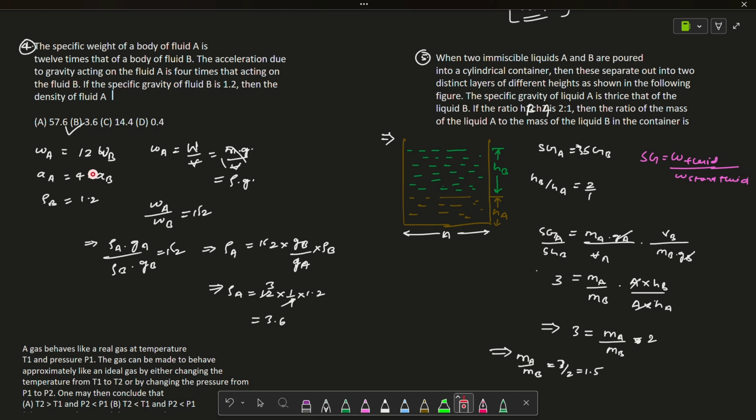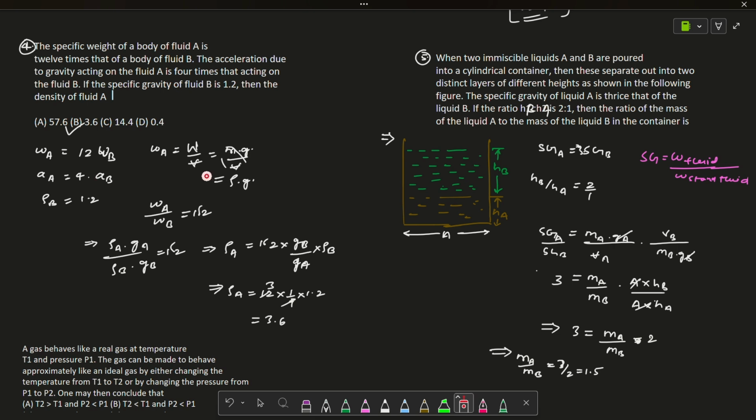Now we will move forward to question number 5. Question number 5 says when two immiscible liquids A and B are poured into a cylindrical container, they separate out into two distinct layers of different heights as shown in the following figure. The specific gravity of liquid A is thrice that of liquid B.